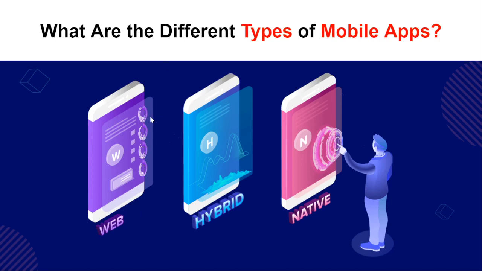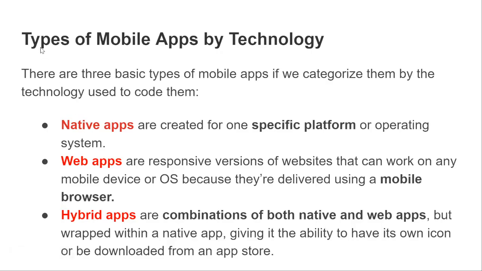In this video, we are going to see what are the different types of mobile apps and applications. On the screen you can see the three types of mobile application: web, hybrid, and native. Types of mobile application by the technology used to code them. There are three basic types of mobile apps. If we categorize them by the technology used to code them, first is the native app. This is specific for the platform or the specific operating system.